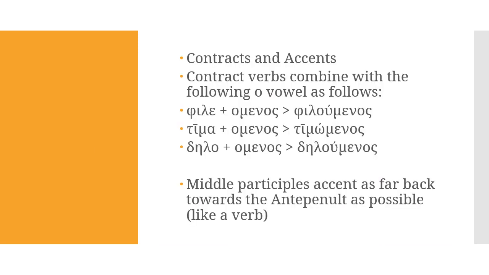What about contracts? Contract verbs are those with an epsilon, an alpha, or an omicron in the stem, phile, phileo, tima, timao, dele, deloo. The contract verbs combine with the following omicron vowel as follows. Epsilon with omicron forms an ou. Alpha and omicron forms an omega. Omicron and omicron form an ou. And in each case, they accent still as far back as possible, but it will be an acute, if possible, upon that long vowel. Otherwise, they will shift back one, as in the feminine. So philoumenos, philoumene, if there's an eta on the end.